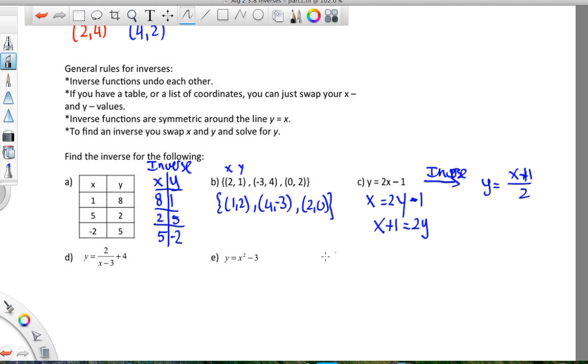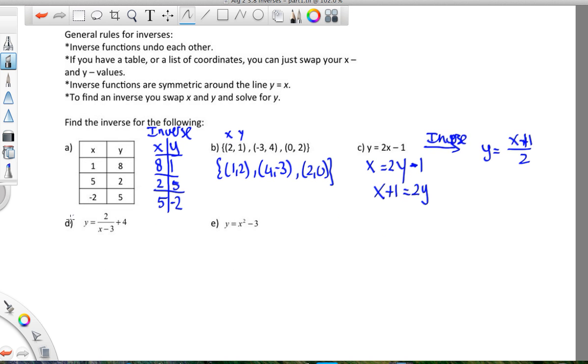Okay? You can do that here as well. It's just a little more complicated, but let's just start with swapping x's and y's, and then let's see what happens when we solve. So x, let's bring the 4 over, so x minus 4 is equal to 2 times y minus 3.